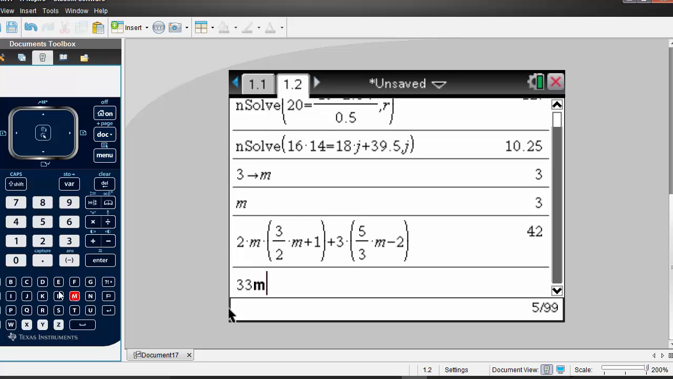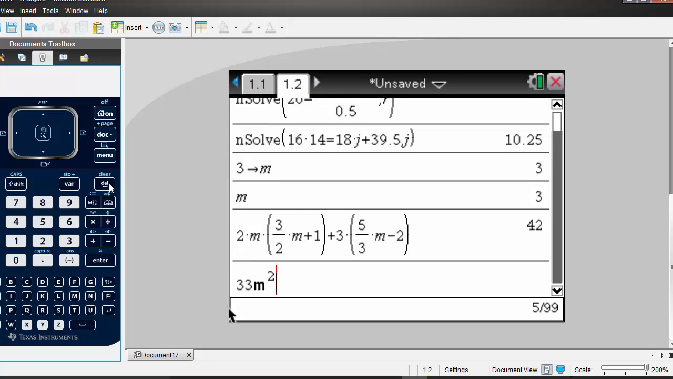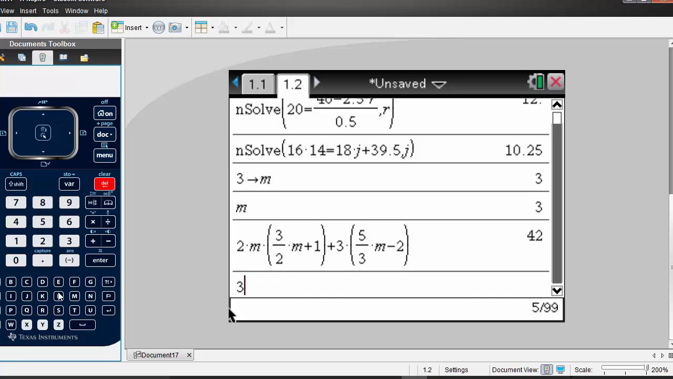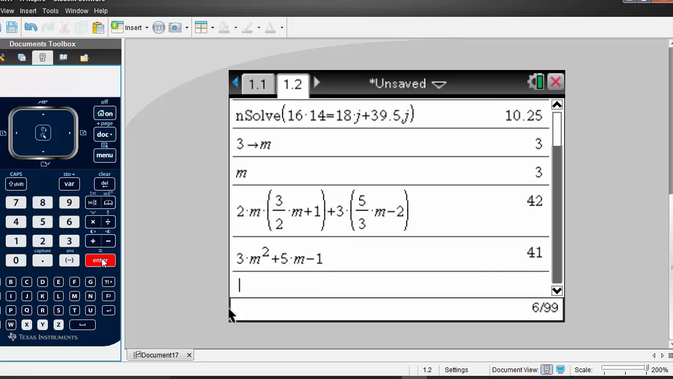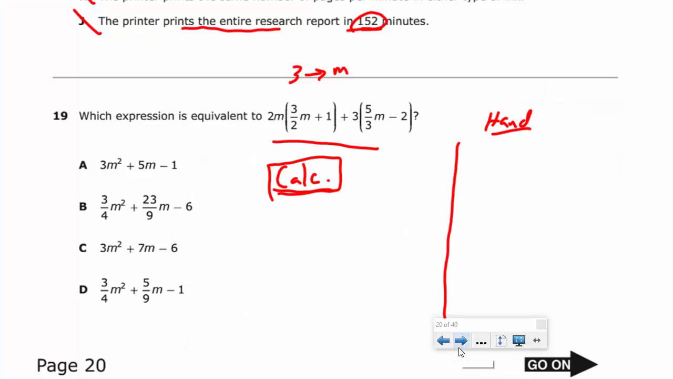3m squared plus 5m minus 1. That gives me the answer 41. I'm looking for the answer 42, so this answer is wrong. I can cross it out now. So then I'll try the next one. I'm going to keep doing this until I see the answer 42. So 3/4 m squared plus 2/3, plus 23/9m minus 6.